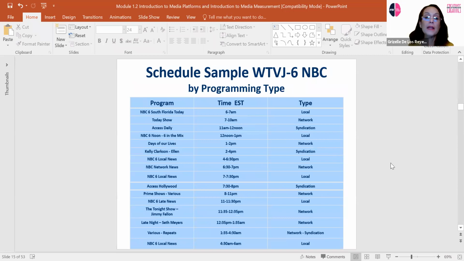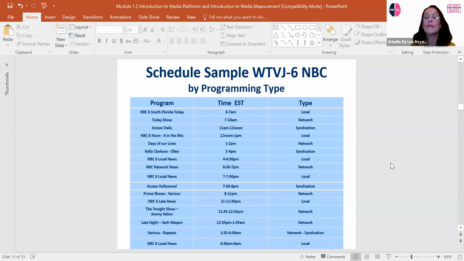And again, this is a sample of WTVJ, which is the local NBC affiliate here in South Florida. And I put this together because it's interesting. There are certain dayparts that belong to the networks. And the networks, for example, the Today Show, if you are familiar with NBC programming, the Today Show, which goes from 7 to 10, that's network. So network, you cannot touch that, right?